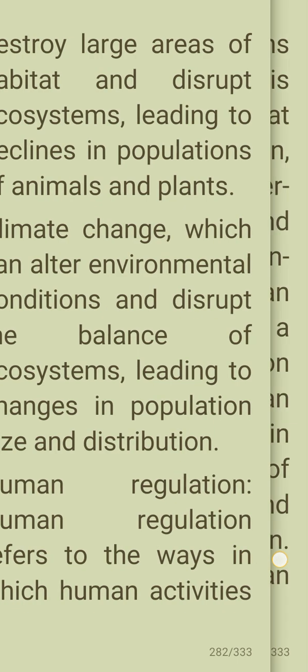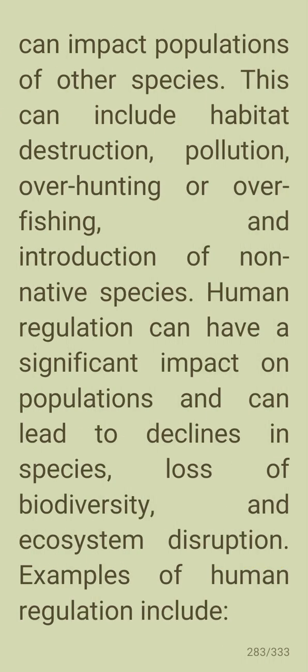Human regulation. Human regulation refers to the ways in which human activities can impact populations of other species. This can include habitat destruction, pollution, overhunting or overfishing, and introduction of non-native species. Human regulation can have a significant impact on populations and can lead to declines in species, loss of biodiversity, and ecosystem disruption.